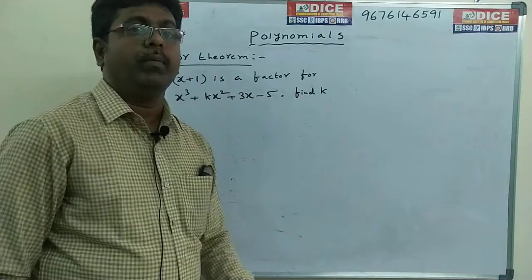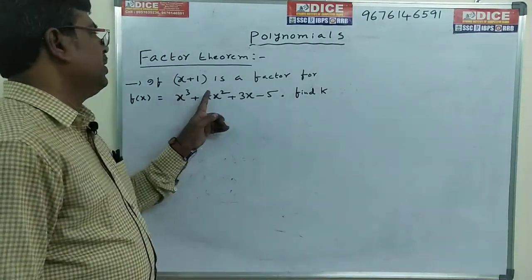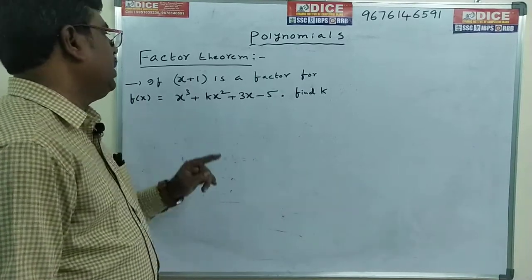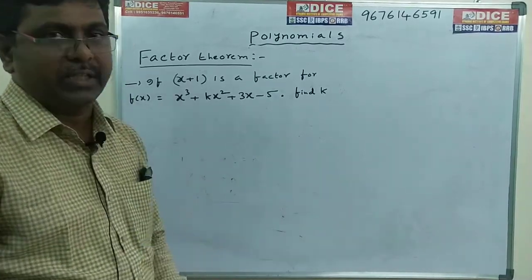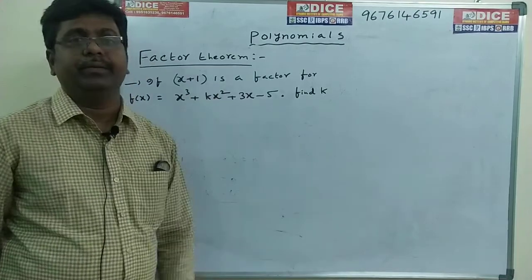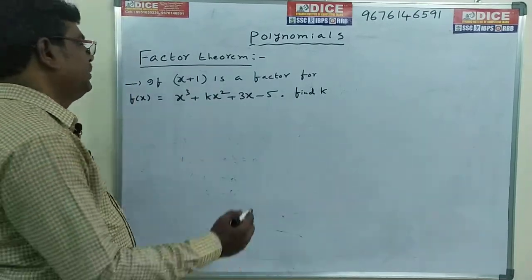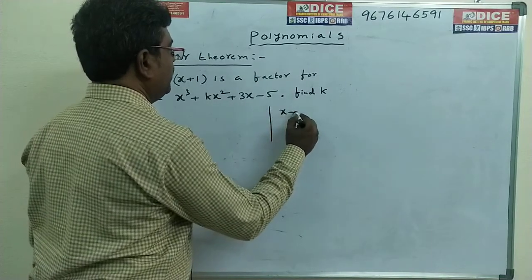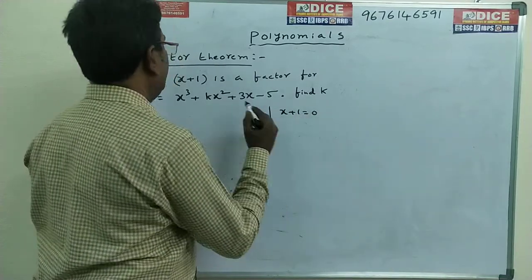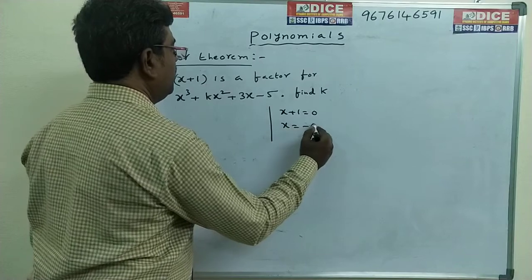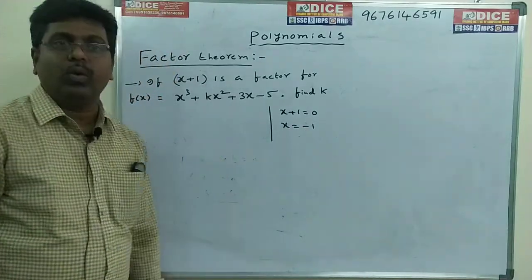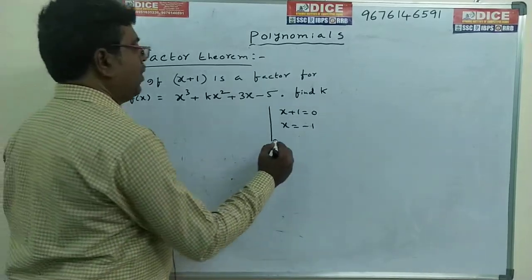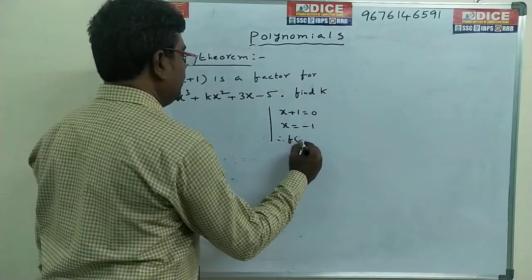Come to the next problem. If x plus 1 is a factor for f of x is equal to x cube plus kx square plus 3x minus 5, find k. Same process. X plus 1 is equal to 0. X is equal to minus 1. Now, therefore f of minus 1 is equal to 0.